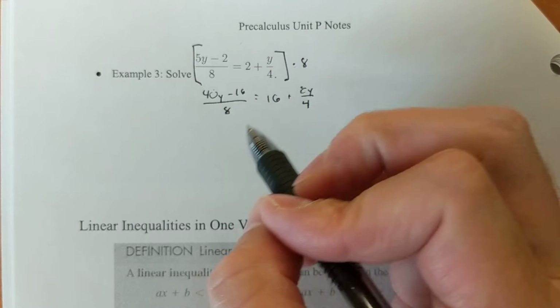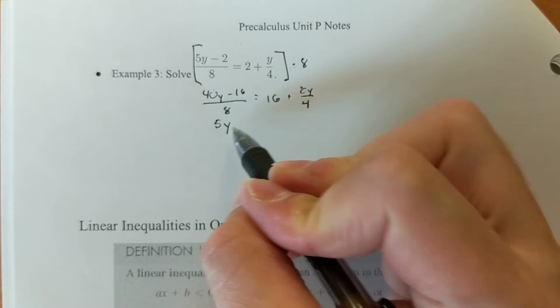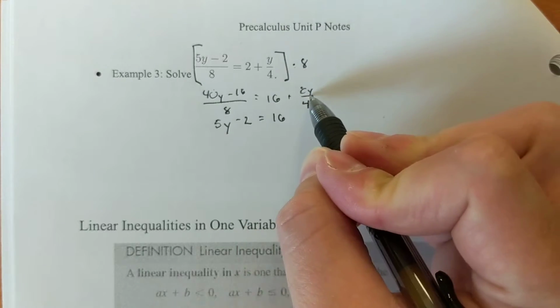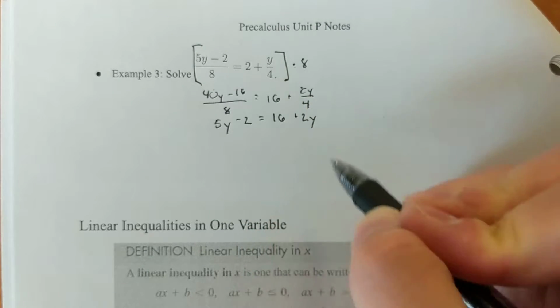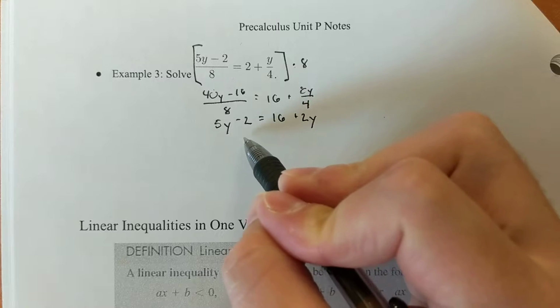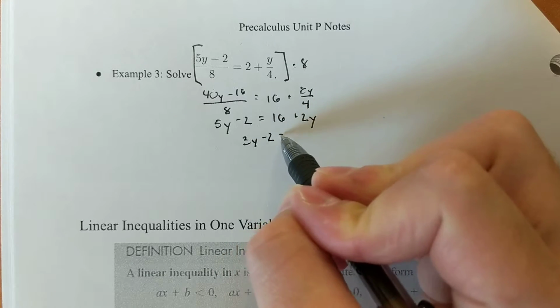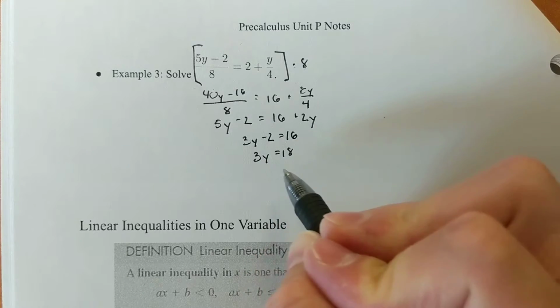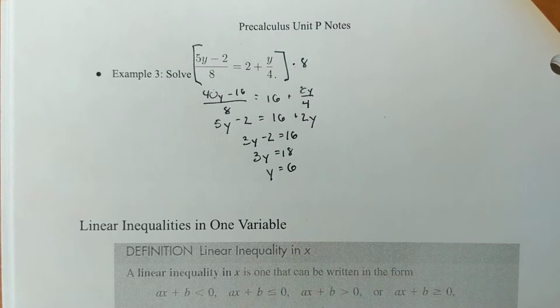So now we're going to reduce all of our fractions because hopefully they should all drop out now. 40 divided by 8 is 5. 16 divided by 8 is 2. Because remember, a fraction bar is a division problem, so that's 2y. So bring my y's to the left, so that's 3y minus 2 is equal to 16. Add the 2 across, 3y is 18, so y is 6.